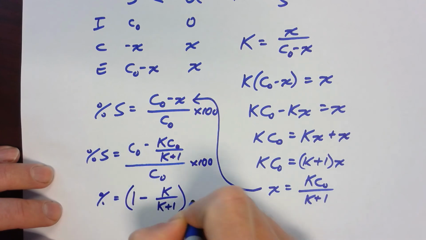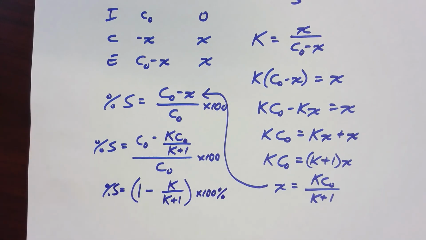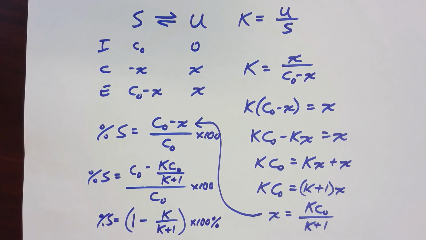And so I can express the percent of the stable conformer just in terms of the equilibrium constant k, and this initial concentration sort of vanishes because it doesn't matter for equilibrium problems where you're looking at a stable to an unstable conformational isomers.